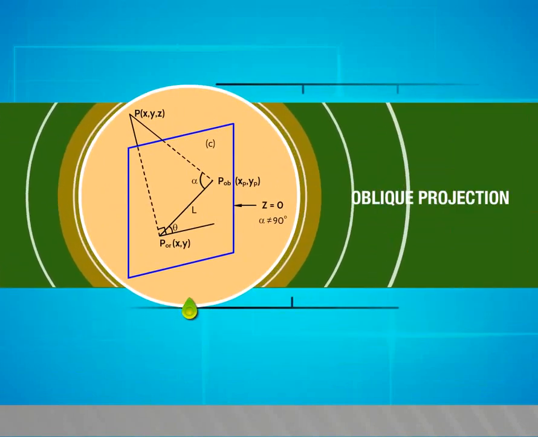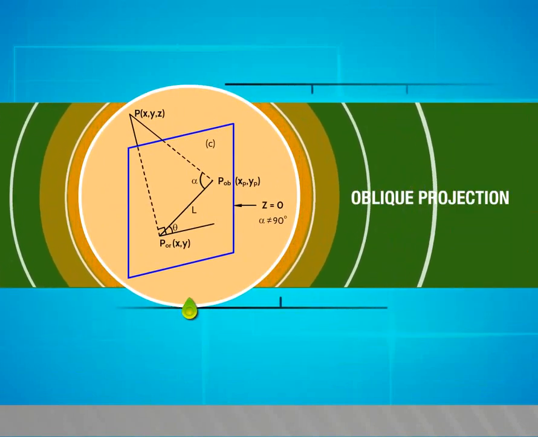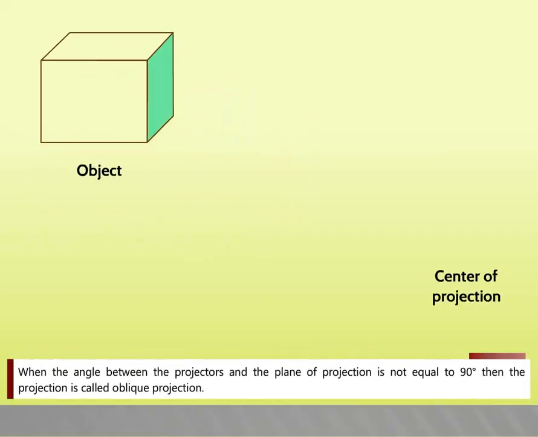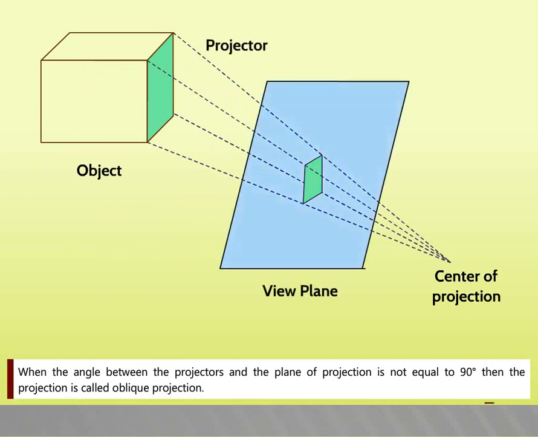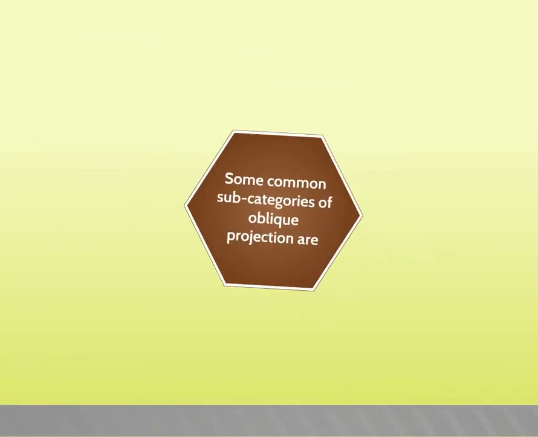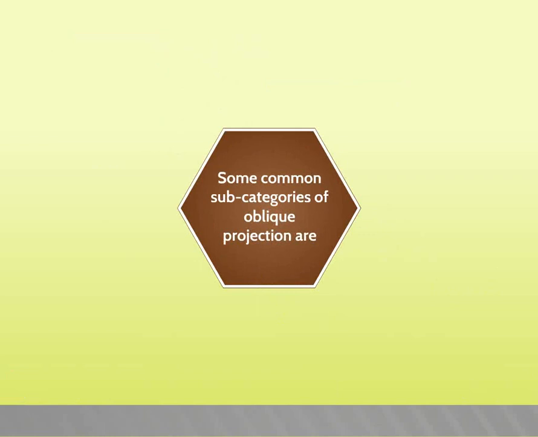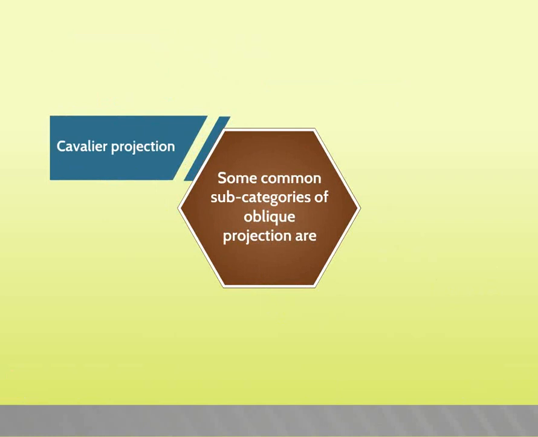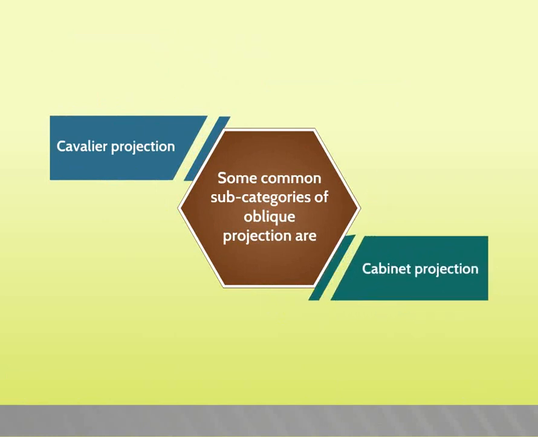Oblique projection. In this video, we are going to see about oblique projection. When the angle between the projectors and the plane of projection is not equal to 90 degree, then the projection is called oblique projection. Some common subcategories of oblique projections are Cavalier projection, cabinet projection.